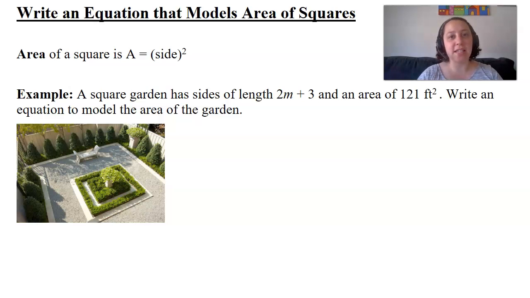Hi mathematicians, in this video we're going to learn how to write an equation that models area of squares. So remember, the area of a square is equal to the side squared.